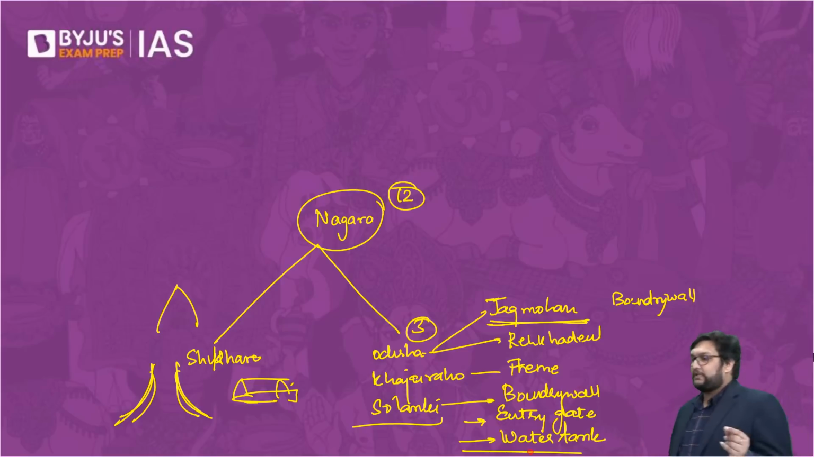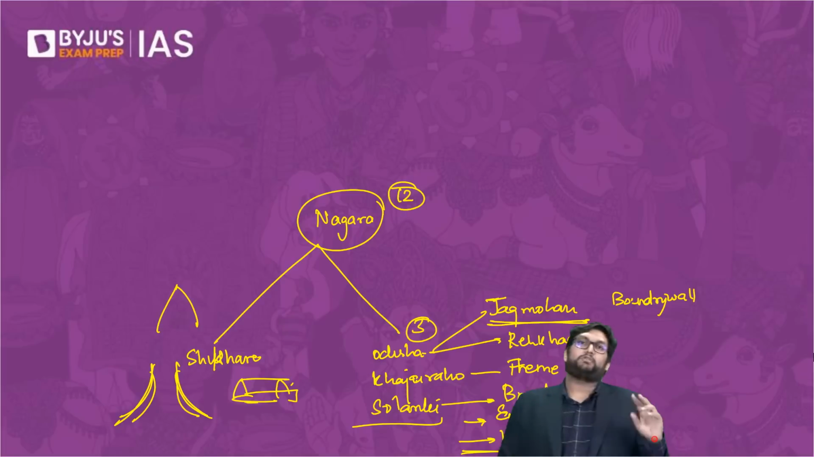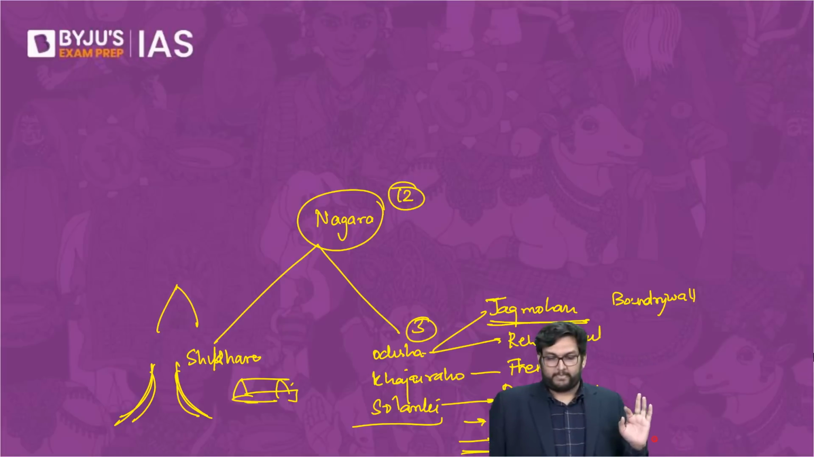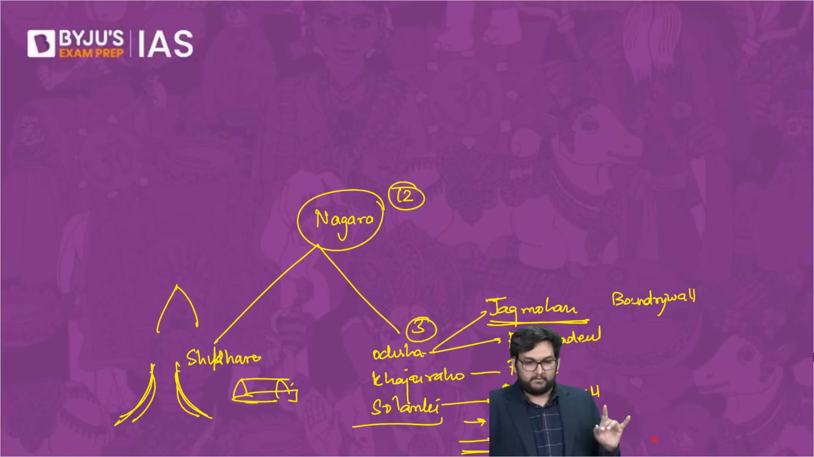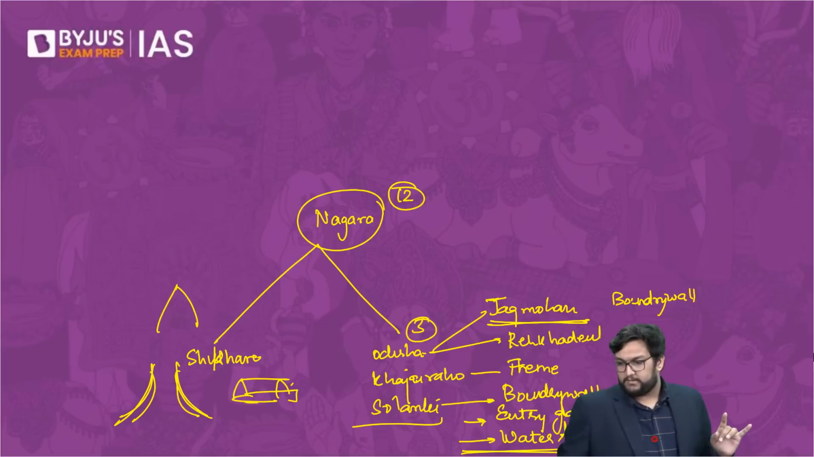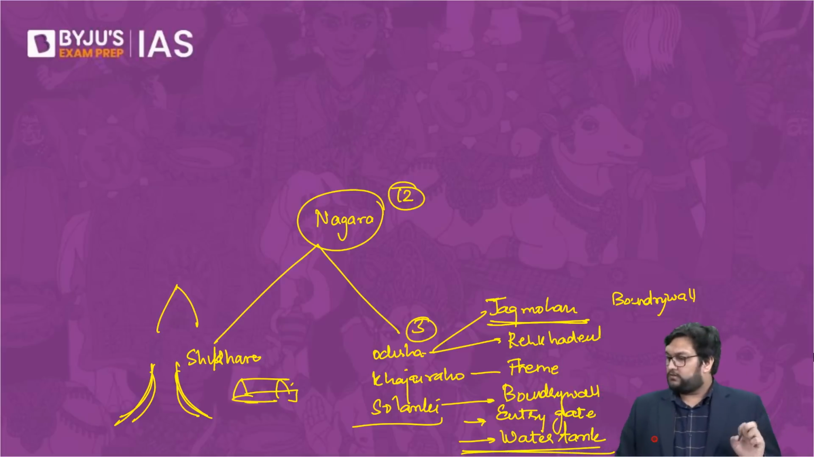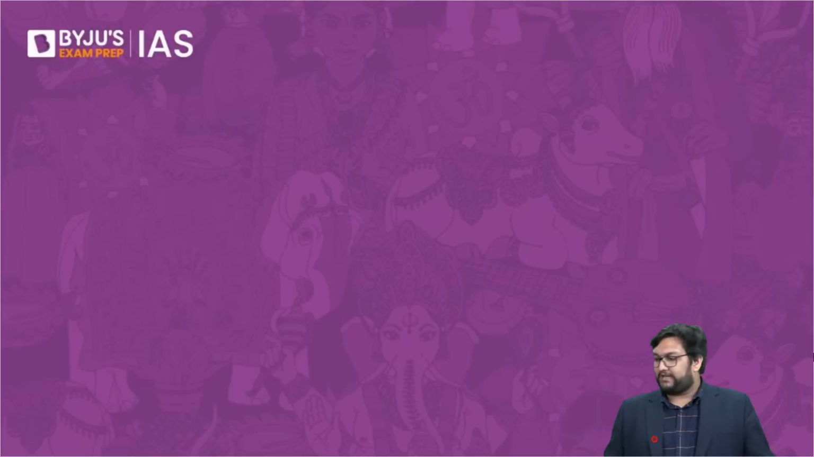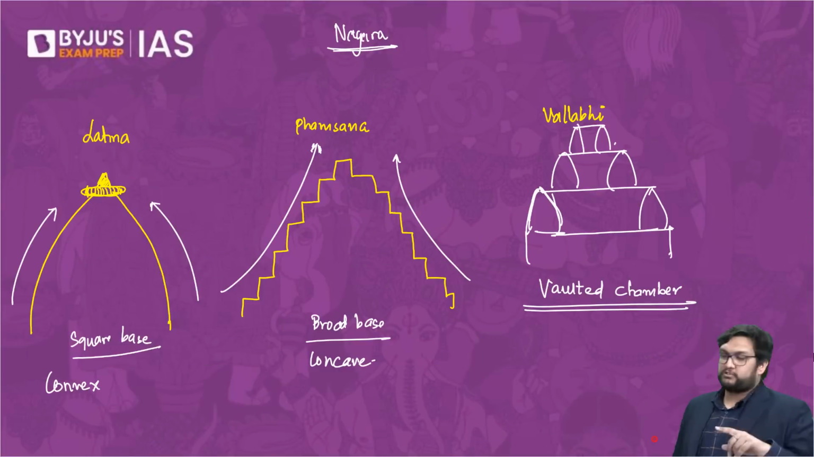So if this is clear, we take a breather, and I want to discuss Dravida then. Done? Okay. So we come back in 5 minutes. I leave you here. Think about them and remember the schools.